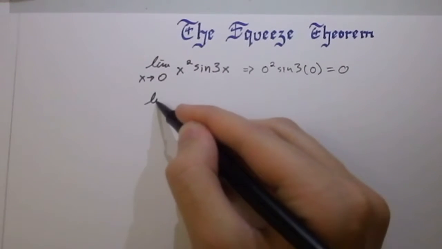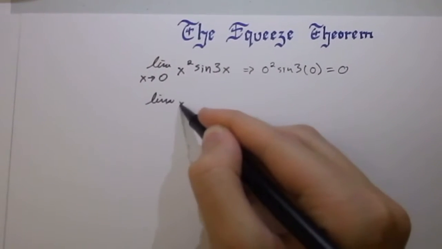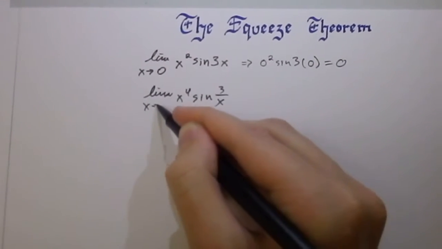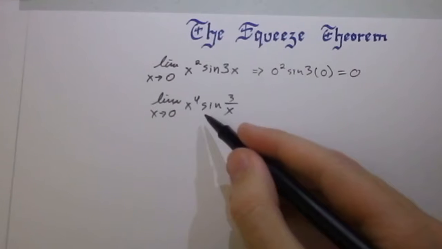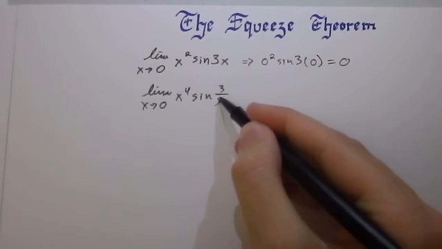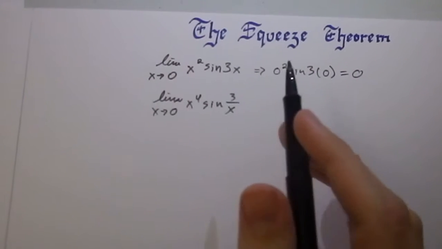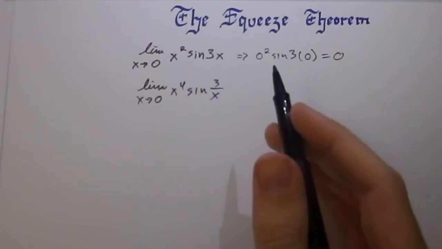But what if you have the limit of x to the fourth sine 3 over x as x approaches 0? Now when you use substitution, you'll have 0 in the denominator, and that cannot happen. And that's when you need to use the squeeze theorem.